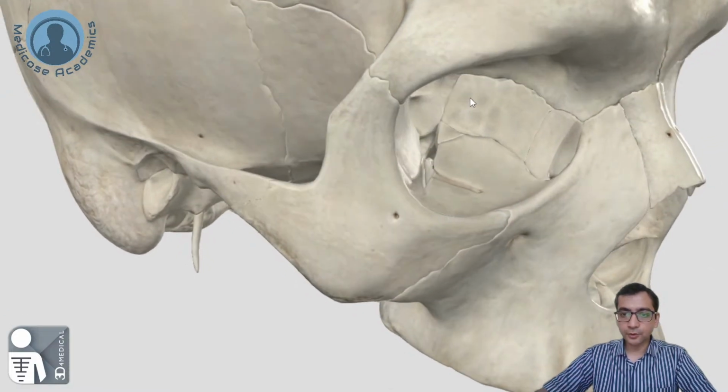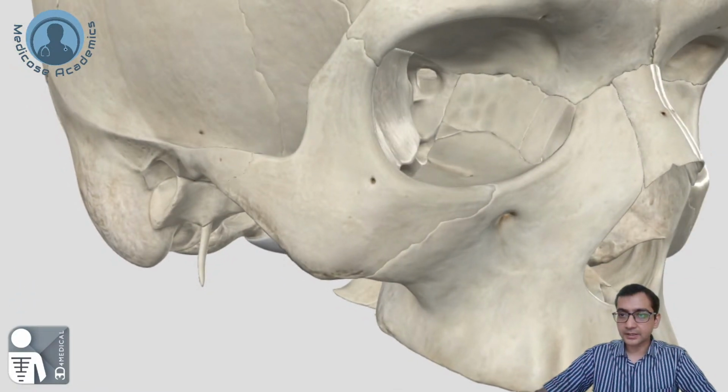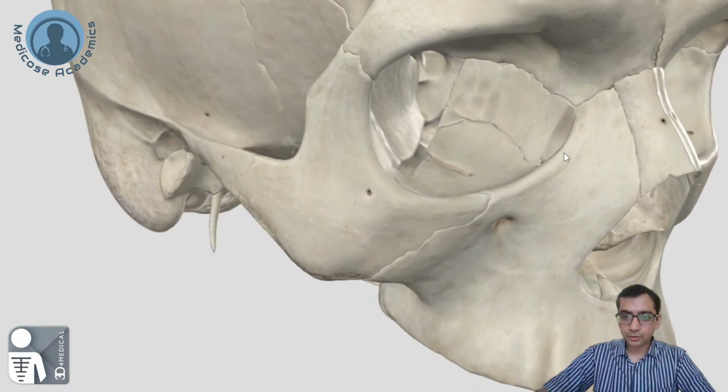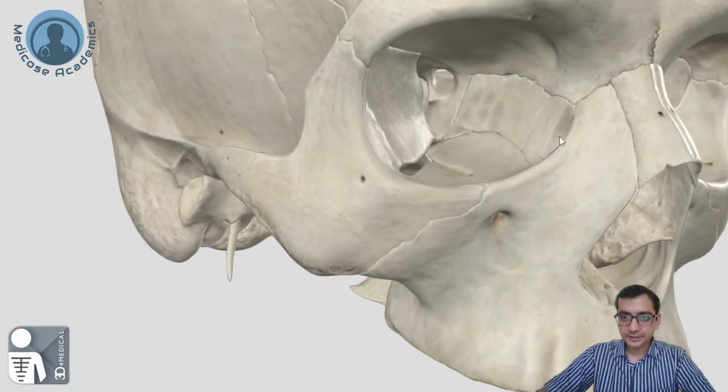In the medial aspect, if you look at the medial aspect, you will be able to see this lacrimal foramen, the anterior ethmoidal foramen, the posterior ethmoidal foramen, and the optic canal. So these are the structures that will be found in the medial wall. You can see the lacrimal opening a little better here if you look like this.